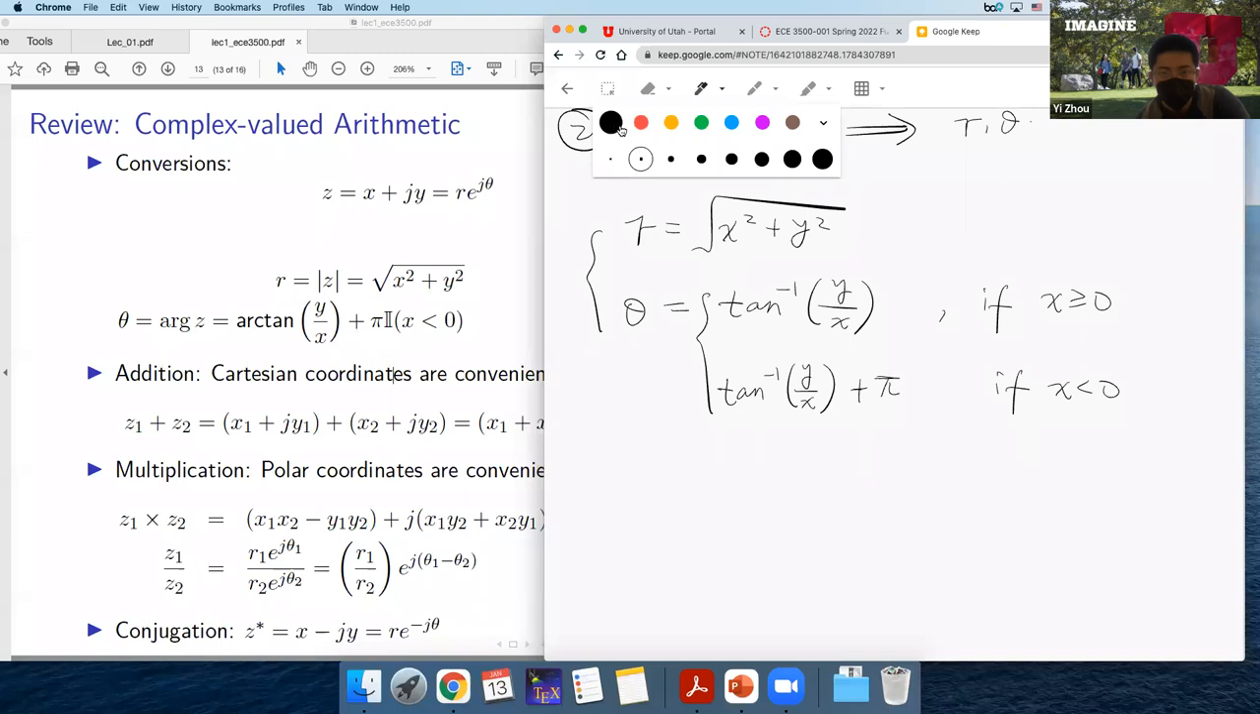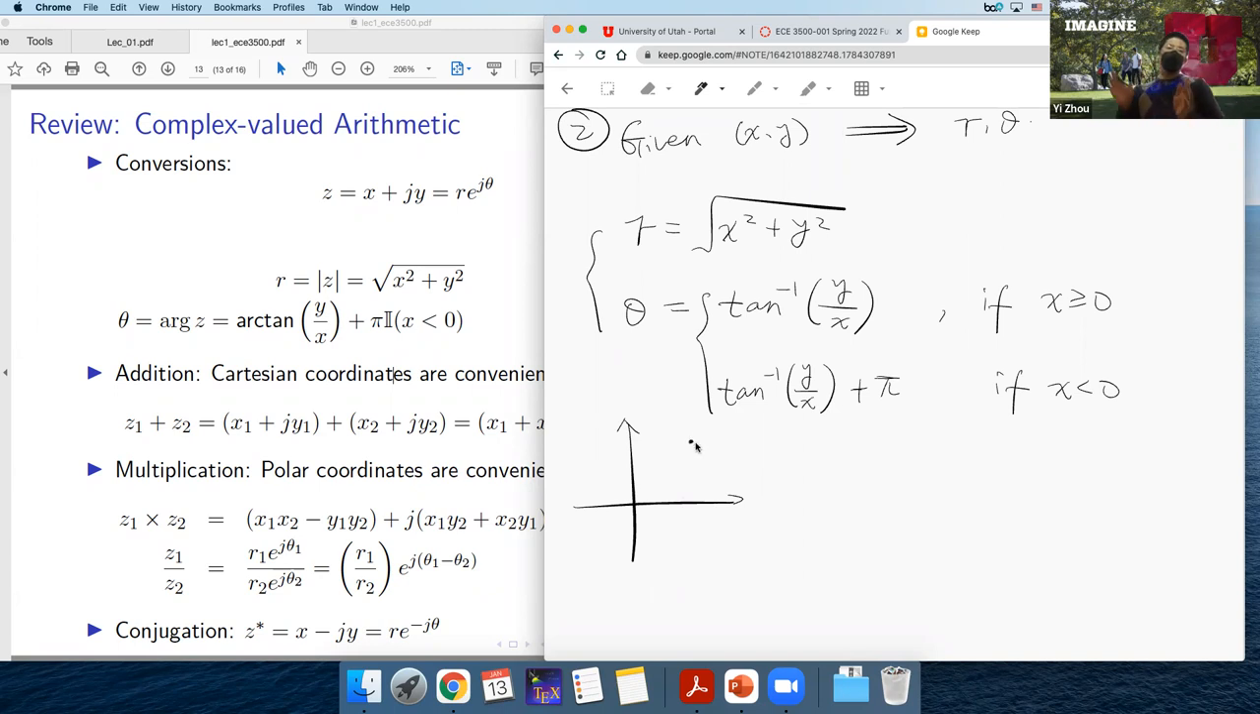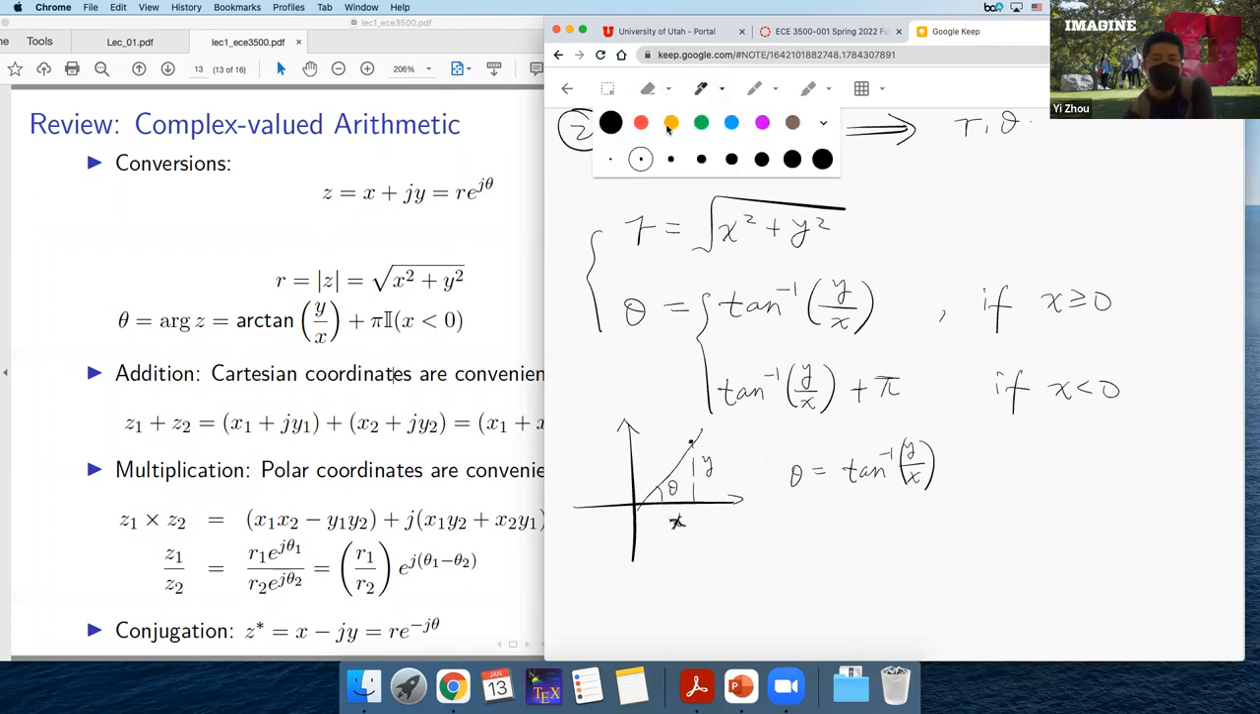Let's consider two examples. If the point that we are looking at is on the right hand side of the y-axis, we can just use theta. This is because the arctangent function automatically covers the range negative pi over two to pi over two. So where's negative pi over two? It's here, right? Negative pi over two to pi over two. So it covers the right hand side of the y-axis. That's why in this case, we don't have to do any correction.